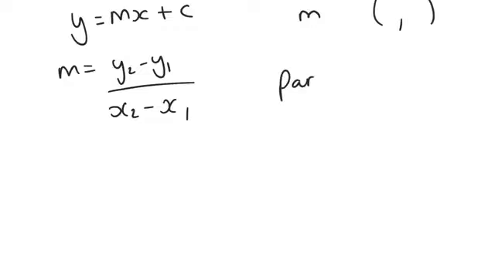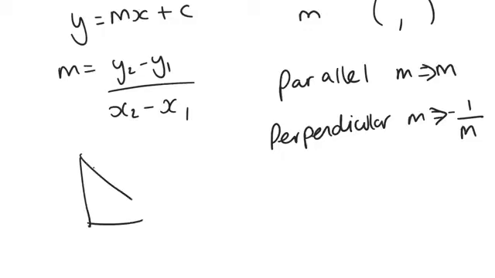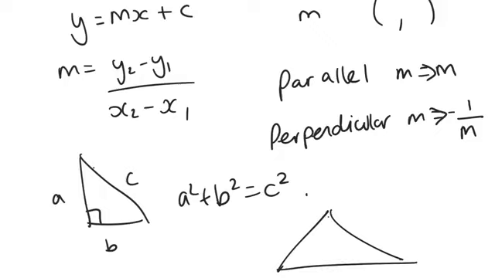If the line is parallel, what do we know? The gradient is the same. If the line is perpendicular, okay, it's going to be negative 1 over, okay? Now, the other thing is, when you're dealing with length, do not forget your trusty friend. Who is he? He is Pythagoras, okay? And what else do you need to know? If you're doing area, remember, for any triangle, base times height divided by 2. Area of a triangle, base times height divided by 2, okay?